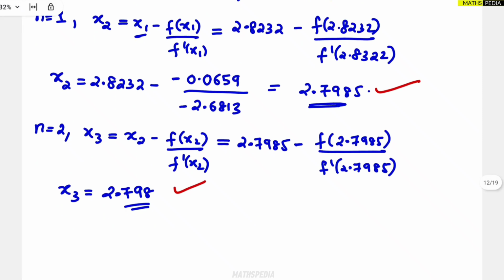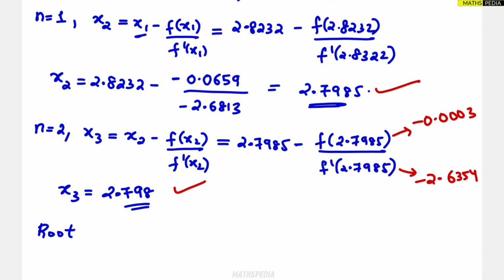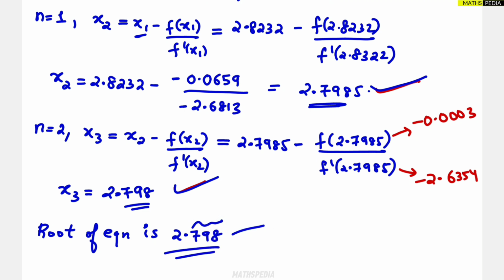This particular value I didn't write, I'll write it out here. I'm getting this as minus 0.0003, and this value as minus 2.6354. Now we are stopping the iteration because the previous iteration value and this iteration value are almost the same, the error is minute. That's why the root of the equation becomes 2.798. This is the final answer, up to 3 decimal places.